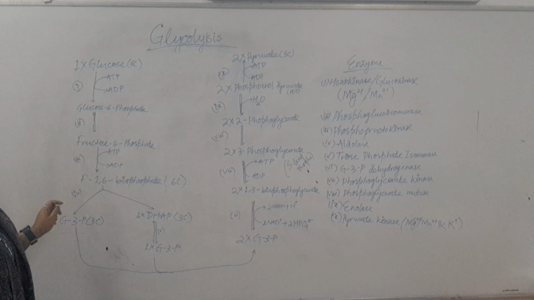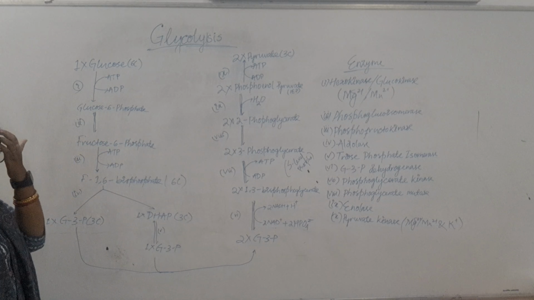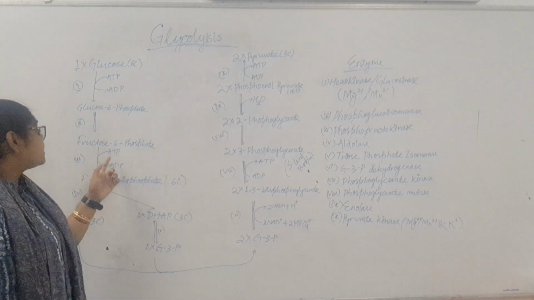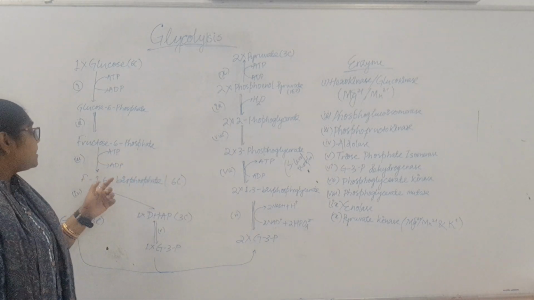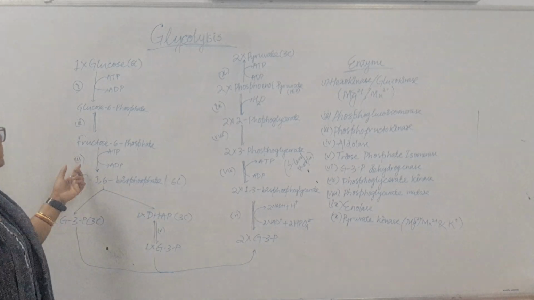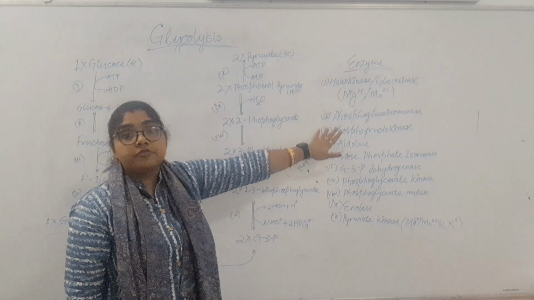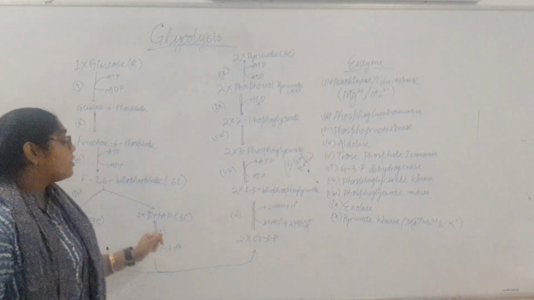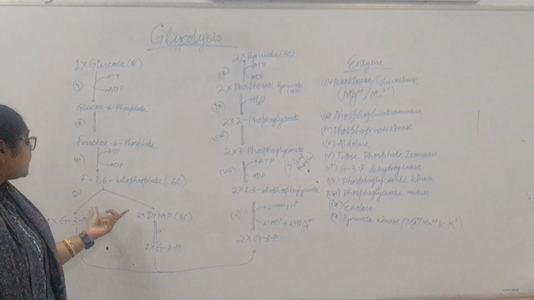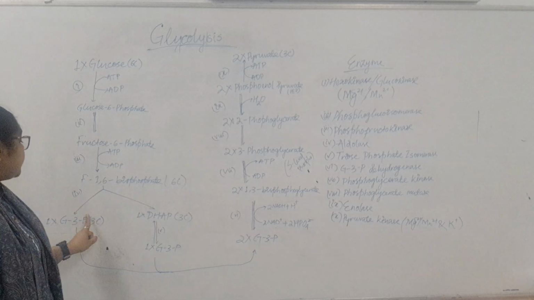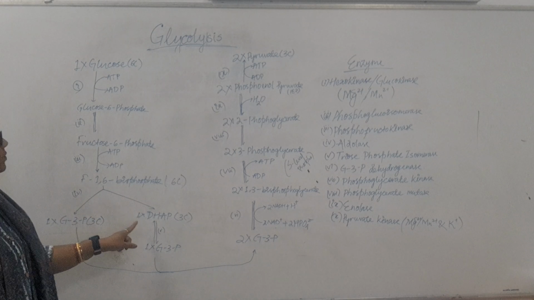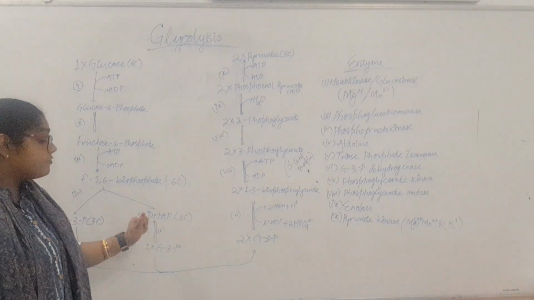phosphoglucoisomerase. Okay, and this fructose 6-phosphate again undergoes a phosphorylation process. Here it accepts one phosphate group from ATP and converts to fructose 1,6-bisphosphate, and the enzyme responsible is phosphofructokinase. Now this fructose 1,6-bisphosphate will get split. This sugar gets split to produce one molecule of glyceraldehyde 3-phosphate and one molecule of dihydroxyacetone phosphate.